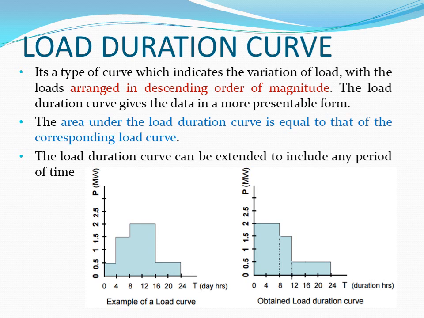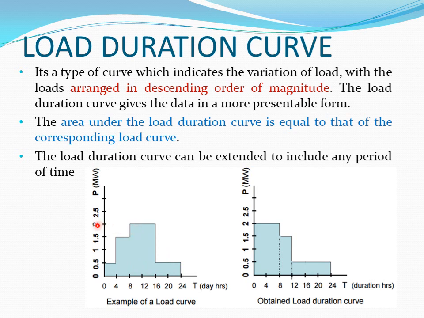Next curve is the load duration curve. This load duration curve is obtained by arranging the load elements of the load curve in the descending order. Magnitude of the load should be in the descending order. This is the example of load curve, and this is the load duration curve. This load duration curve will be obtained from the load curve. Here in the load curve, for different hours, we will be marking the different power demand. In the load duration curve, we are going to arrange in the descending order. So the peak first in descending order means it should be the highest.